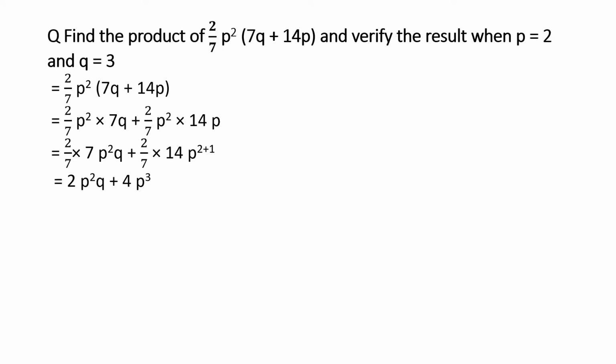Carefully students, we have done evaluation in the previous question to put the value of the variable in the result part. Now verification means the value of the variables which are given to us, we have to put that value in LHS and RHS. Now what is LHS? The statement part, 2/7 p² multiplied by (7q + 14p), this is your LHS. And the result part, 2p²q + 4p³, that is your RHS part.